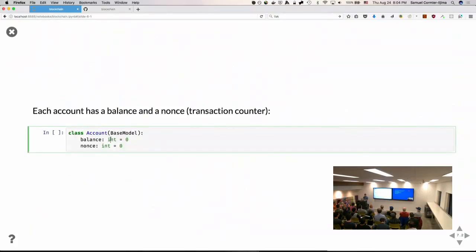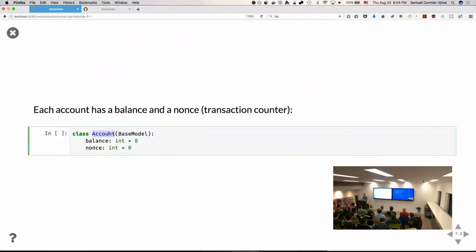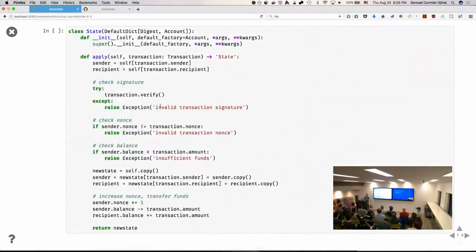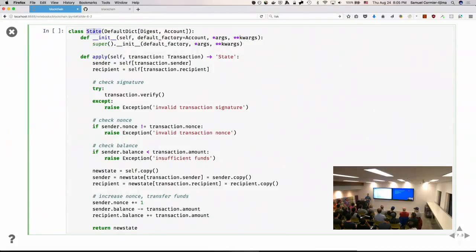So first we have a class, which is this account. Each account has a balance, which starts at 0, or we can start it at anything. And then we have a nonce, which is just a counter of how many transactions have been made from this account. And then we have the bulk of the ledger implementation. So this is the state itself.